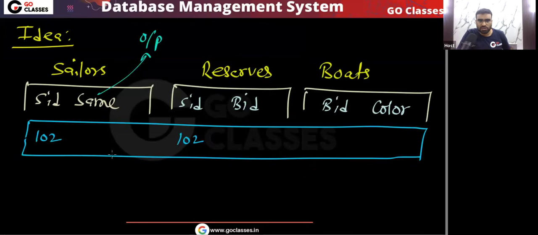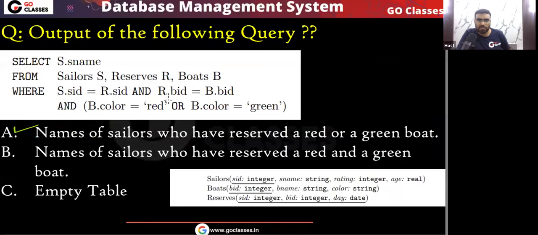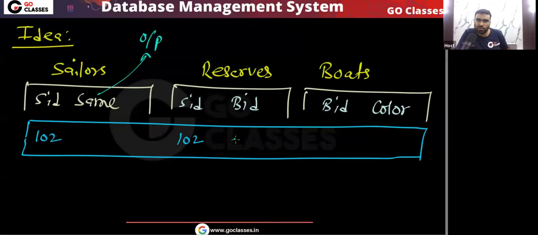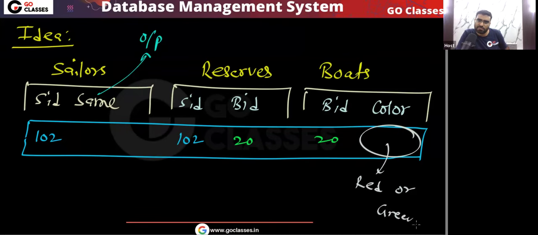Okay. So this seller is booking RBID, BIBID, they are same. For example, if you have 20 here, then 20 here, they are also same. And what must this color be? Here in this tuple, either you must have red or you must have green. Remember, in this cell, either you can have red or you can have green.